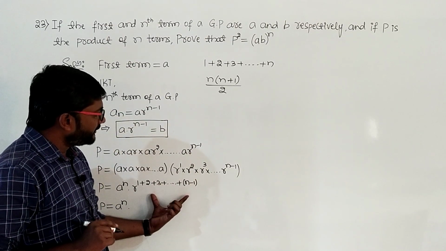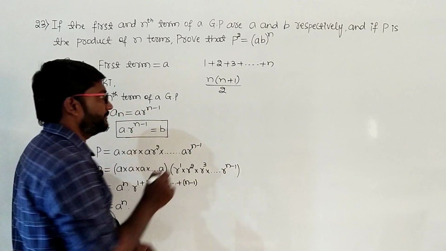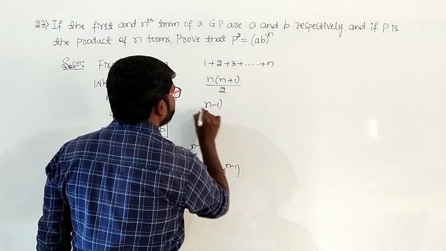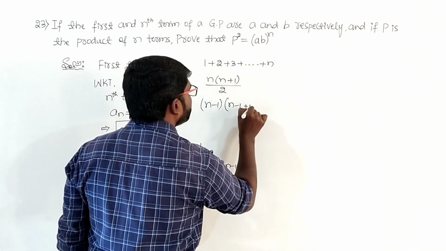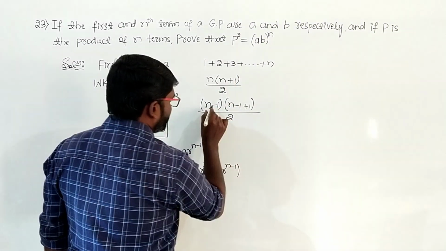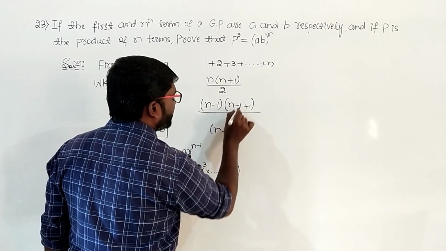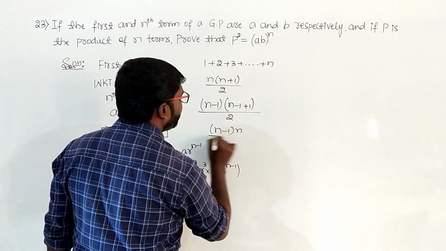So here replace n by n minus 1: n minus 1, then replace n by n minus 1, write plus 1 as it is, then whole divided by 2. So n minus 1 remains as it is, plus 1 minus 1 gets cancelled, you get n divided by 2.